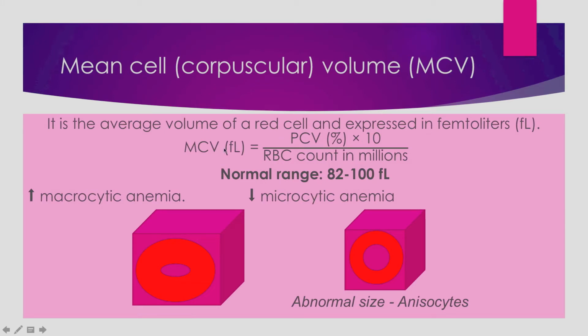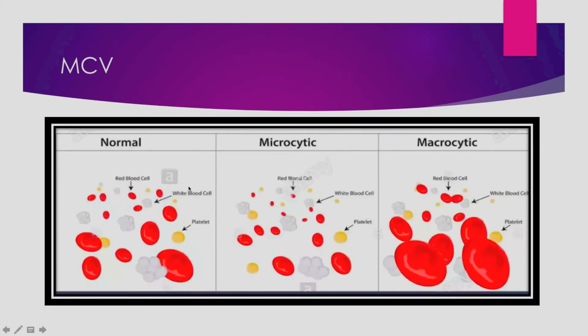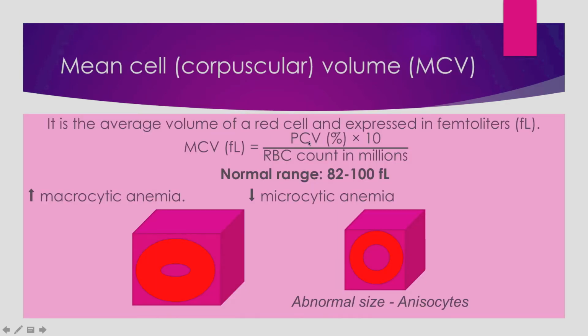So MCV is calculated by this equation. First we calculate the packed cell volume percentage, which is approximately 40 to 50% normal, multiply by 10, divided by RBC count in millions. The normal range is 82 to 100 femtoliters. The size of RBC is increased in macrocytic anemias, and you can see the size is decreased in microcytic anemias.